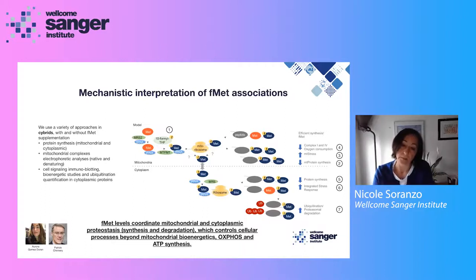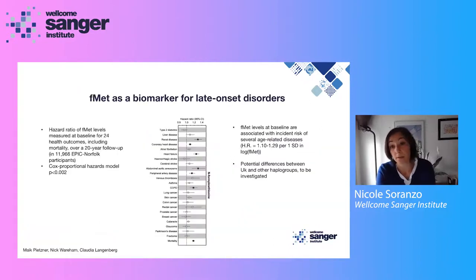So given this potential mechanism that could be mediated by FMET, we also sought to understand whether FMET levels could be implicated in human diseases. This is partly because it has already been shown that the haplogroup UK, which is the haplogroup that we associate with FMET, has been associated with risk of late onset diseases such as Parkinson's disease and ischemic stroke. So we set up another collaboration, this time with Claudia Langenberg and her team.